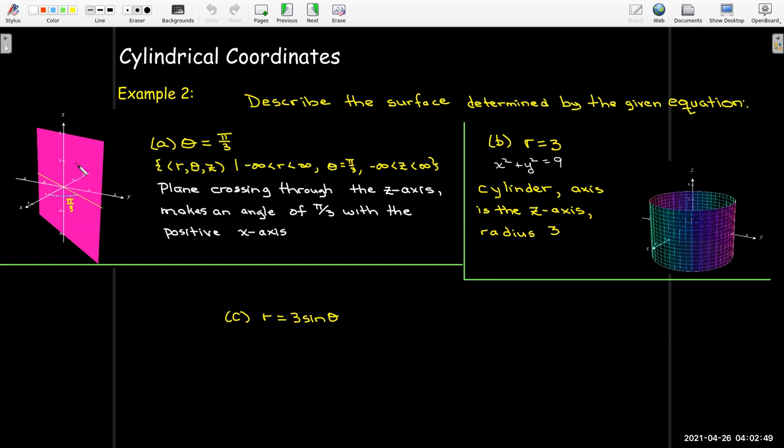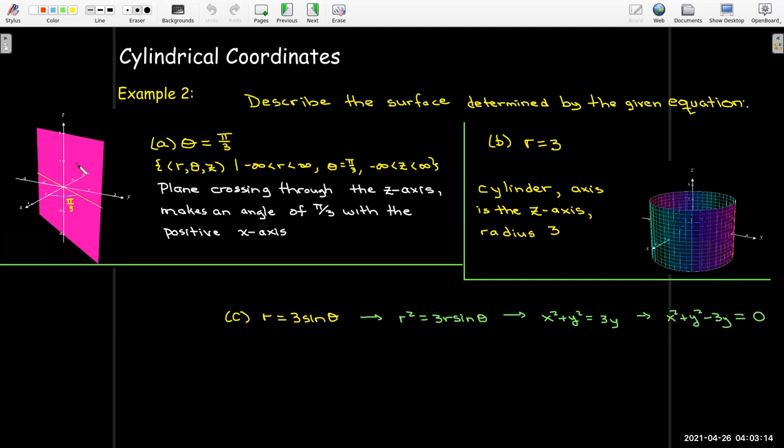Here I have r equals 3 sine theta. If this were polar coordinates, I would say that this is a circle. But we will analyze it the same way we would with polar coordinates. I have multiplied both sides by r. And now I can convert r squared to x squared plus y squared. R sine theta is y, so that'll equal 3y.